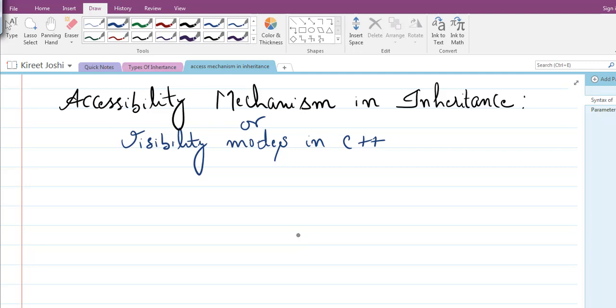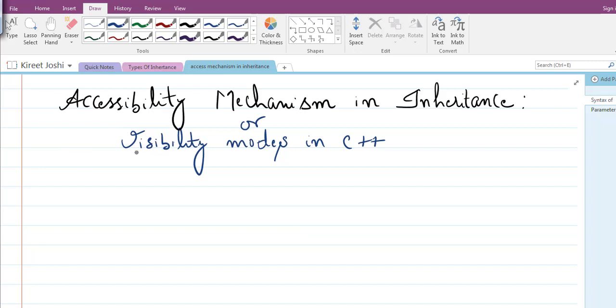So in today's class we will see the accessibility mechanism in inheritance, or you can say the visibility modes in C++. Before starting the lecture, I just want to say, kindly view this lecture till the end, because if you leave it in between, it will not benefit you or you will be confused. I am making this lecture as simple as possible, so that all of you can understand it in a simple way.